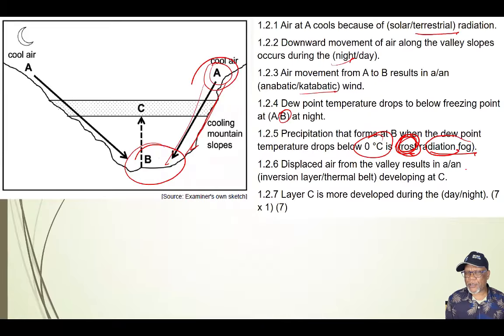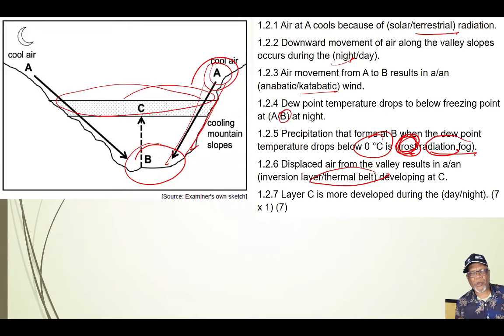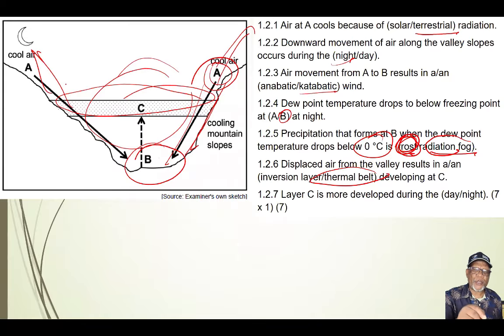Displaced air from the valley results in an inversion layer or thermal belt. Layer C is more developed during the night, not during the day, because during the day the entire valley has warmer air, and the air is still moving up. There is no accumulation of cold air there during the day, sorry.